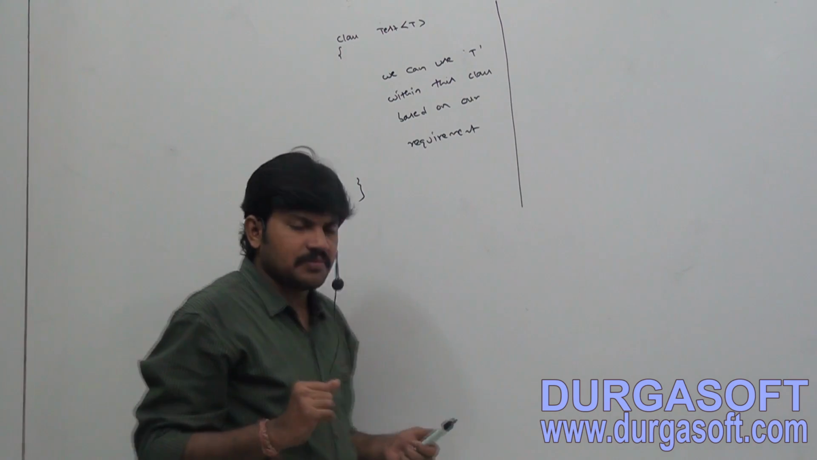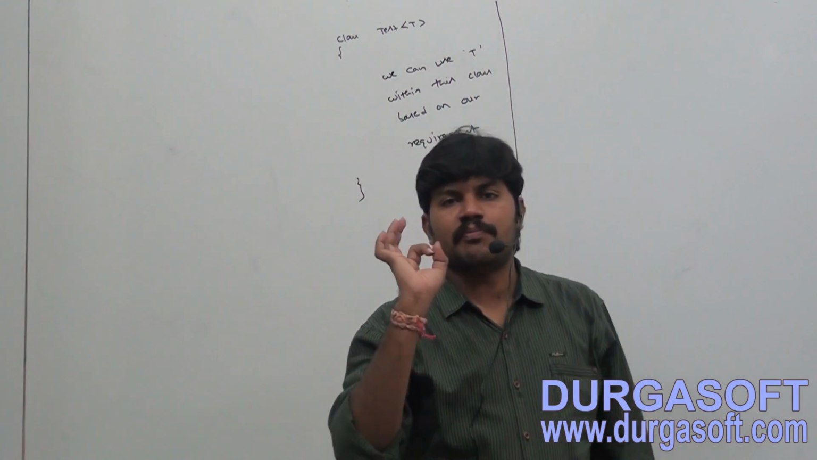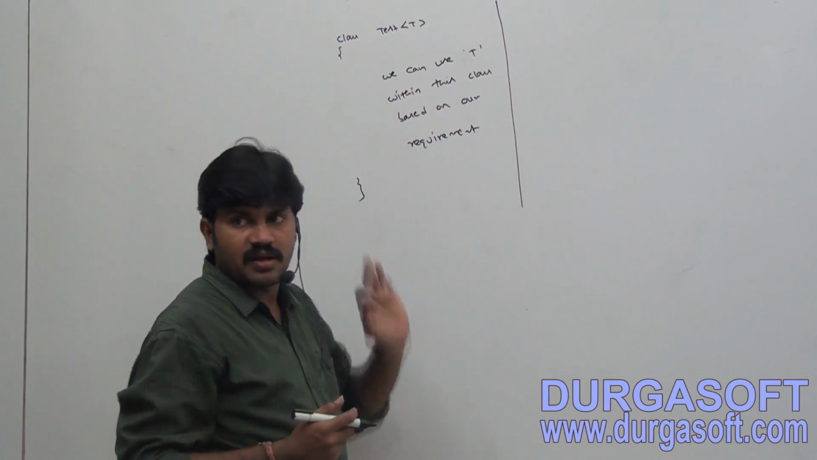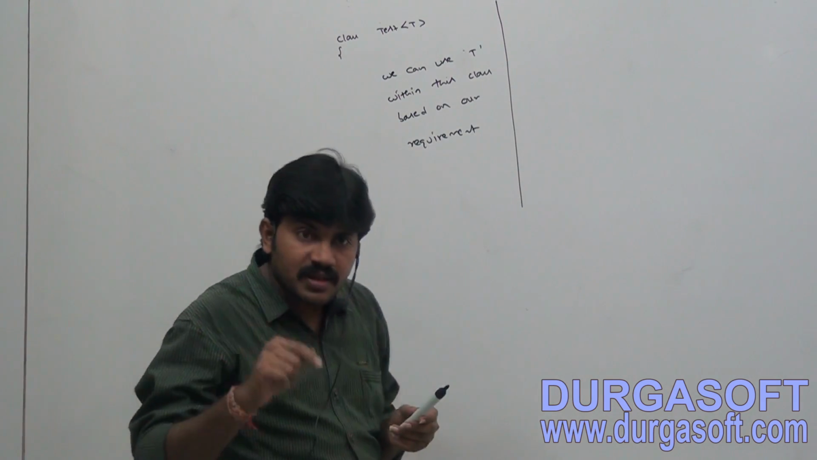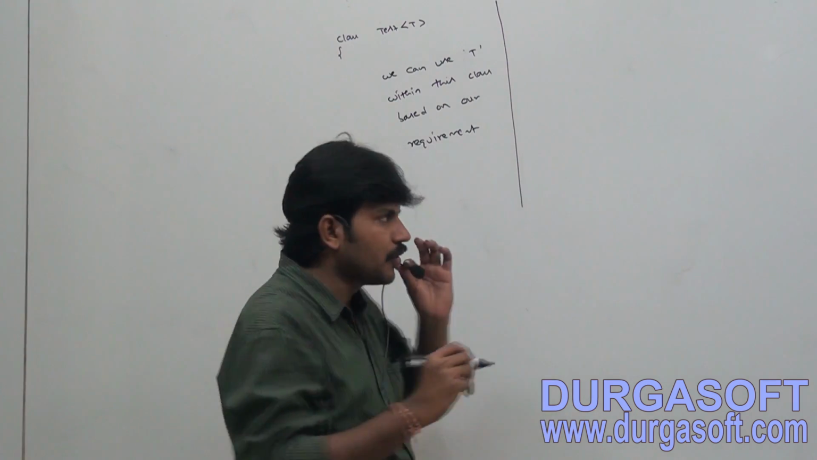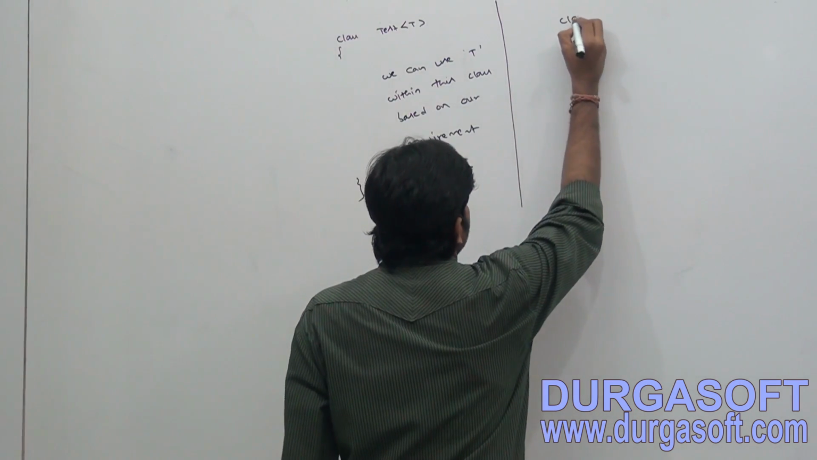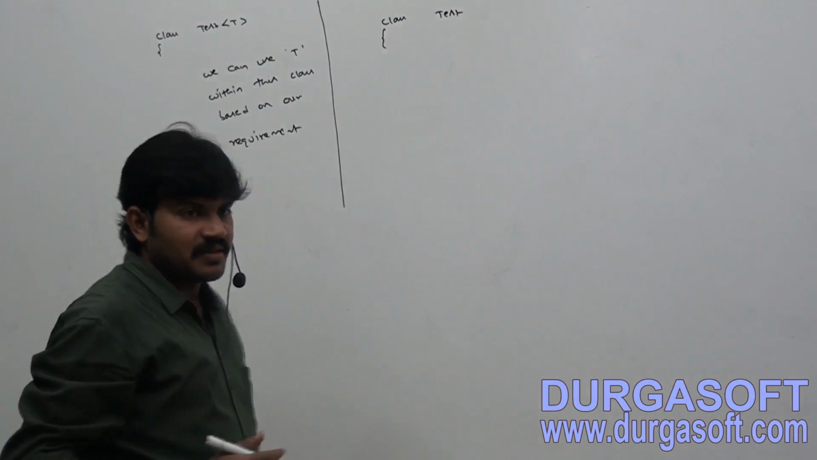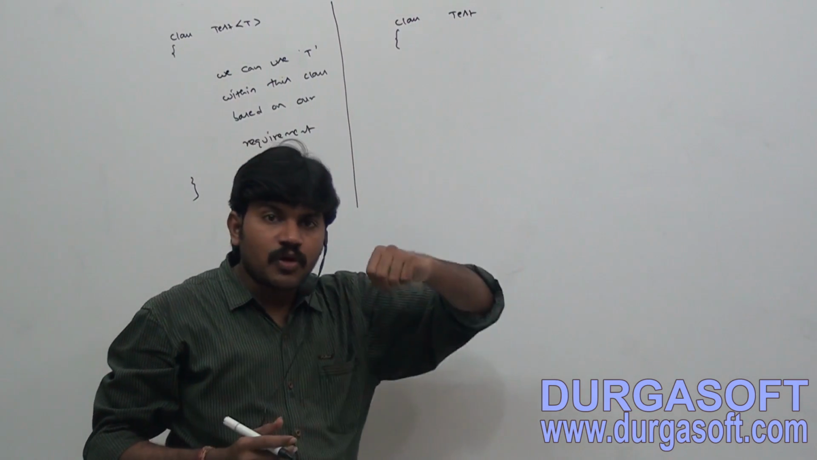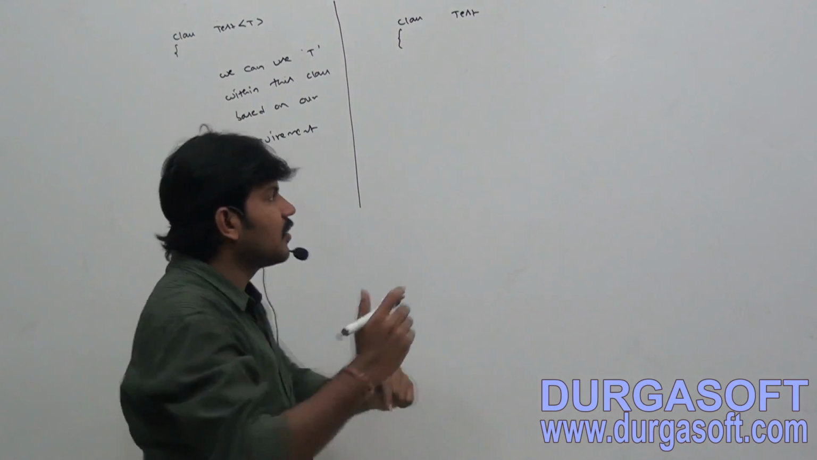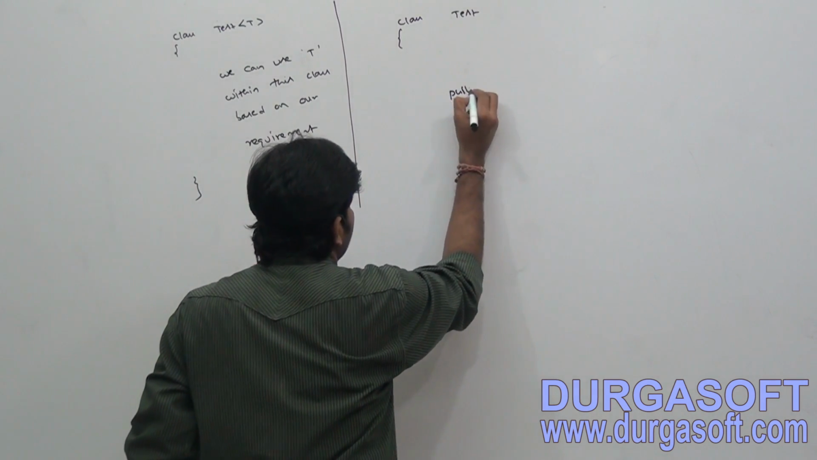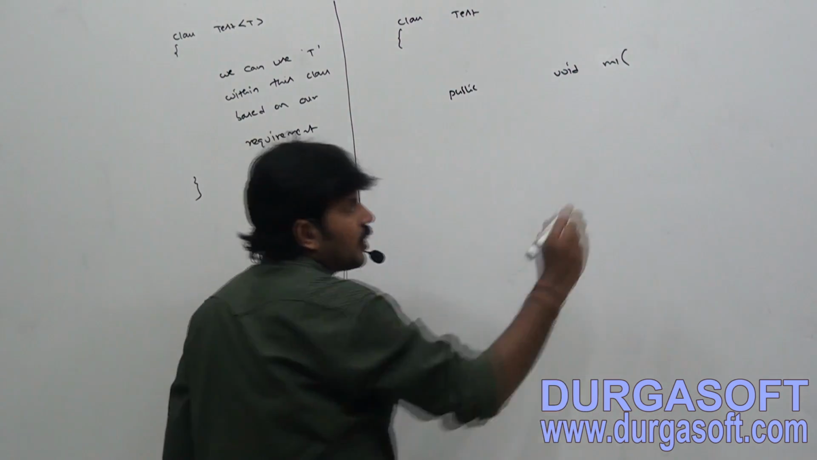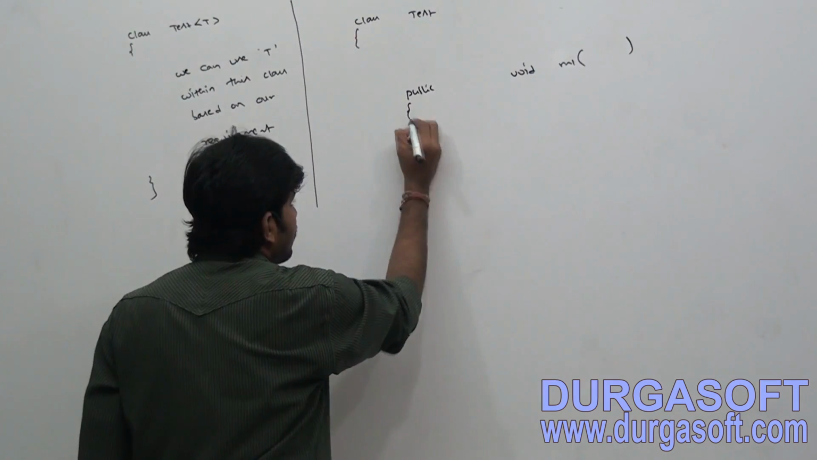Sometimes, sir, I want type safety only at method level, only for a particular method. I don't want to declare it at class level; at method level I want to declare it. How can we do it? Simple. Class Test, a normal class, not a generic class, but I want a type parameter at method level. Public void m1, like this I'm taking.